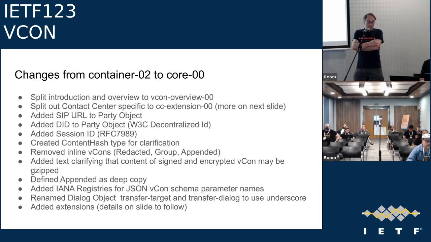Previously, I had moved to the different format for the content hash, and that was done in the prior version, but I did some more cleaning up and consolidation. I defined a JSON content hash type because that's used in several places, and just consolidated and reduced some redundancy. As previously discussed, I removed the inline vCons for redacted, group, and appended objects. Let's see, added some clarification.